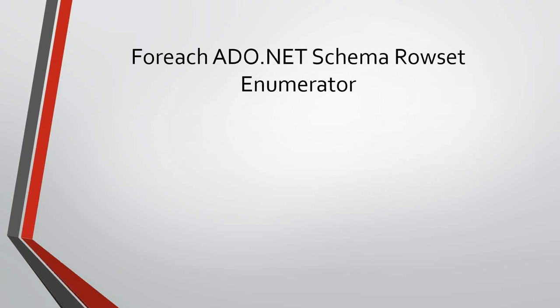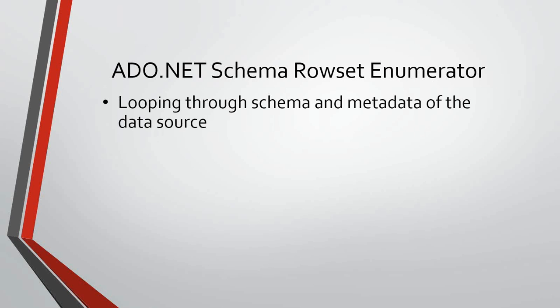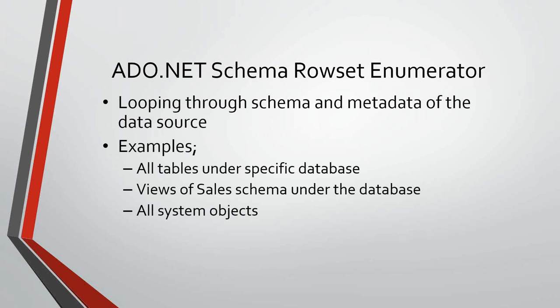The next enumerator is the ADO.NET Schema Rowset Enumerator. This is a very good enumerator to loop through the schema and metadata structures of the data source. This can be used for looping through all tables of a specific database, or looping through a specific schema, or looping through views and all system objects. And this list of items can be filtered. You can say that you are just interested in tables that have the sales schema, or just interested in columns that have this name.